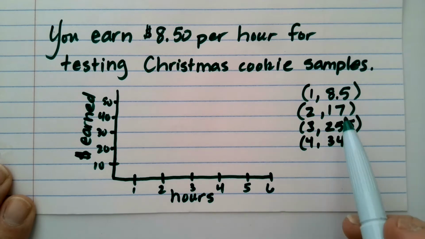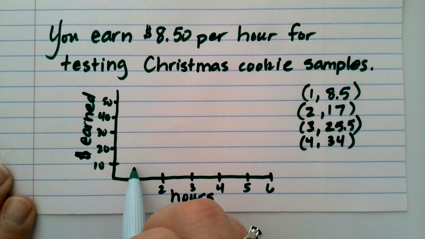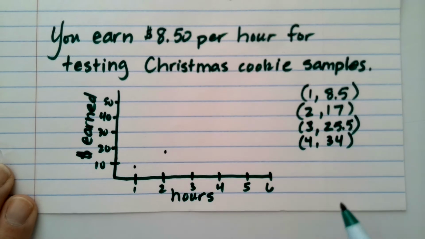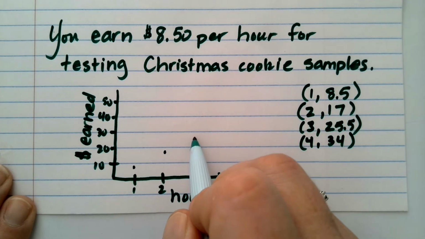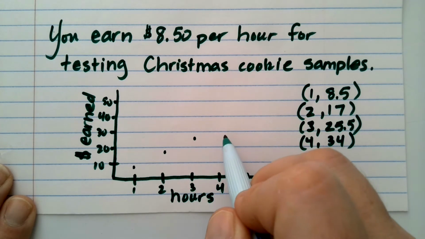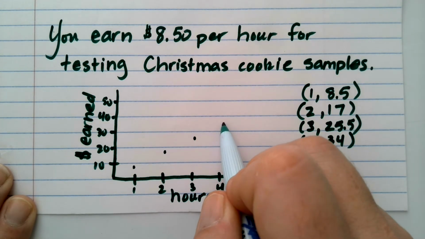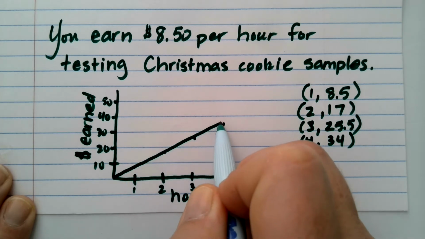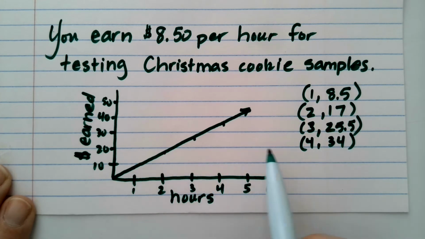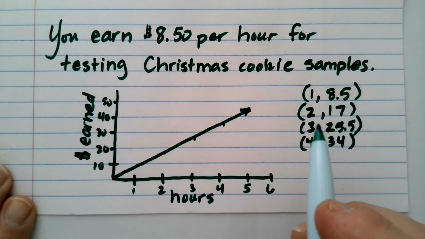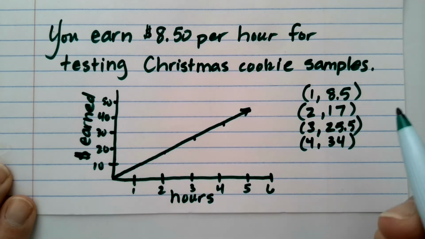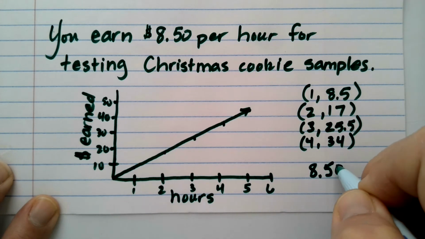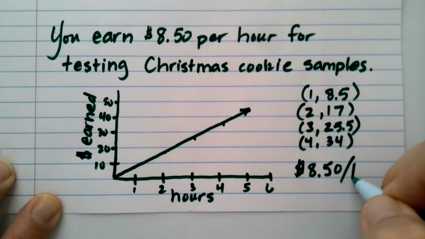So if we were to plot these points on our graph, you would see we have one about right there, two at 17, three at 25.5, four at 34, and we'll put that right there. Then if we were to draw a line, you would see that the rate increases at a steady 8.50 per hour. So if we were to write that as a unit rate, we would say you earn 8.50 per hour, right?